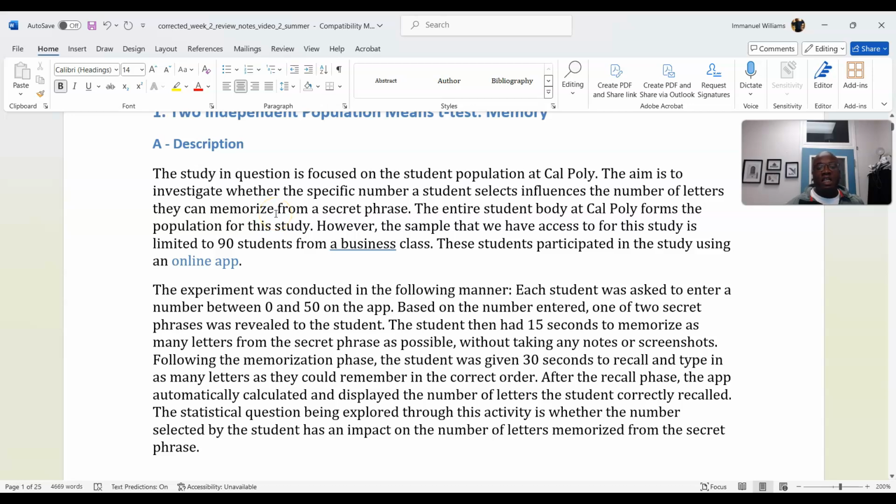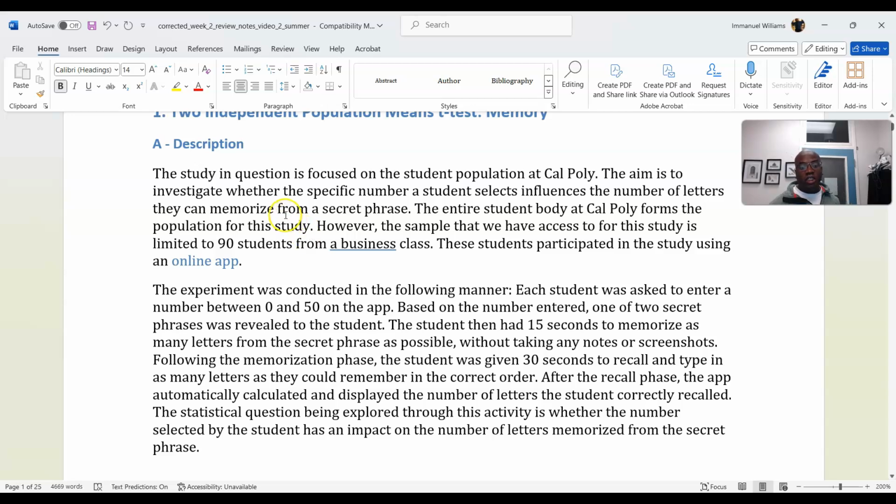The experiment was conducted in the following manner. Each student was asked to enter a number between 0 and 50. Based on the number, one of two secret phrases was revealed to the student. The student then had 15 seconds to memorize as many letters from the secret phrase as possible without taking any notes or screenshots. Following the memorization phase, the student was given 30 seconds to recall and type in as many letters as they could remember in the correct order. After the recall phase, the app automatically calculated and displayed the number of letters the student correctly recalled.